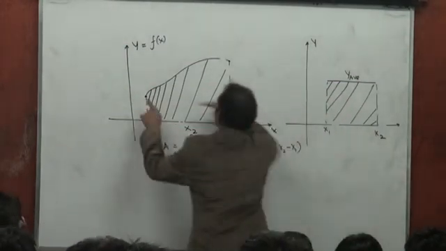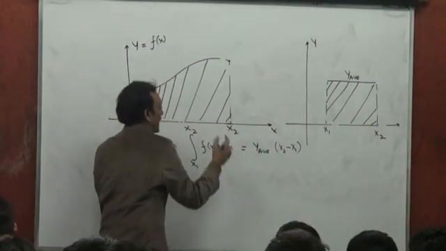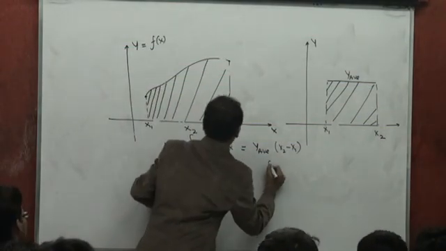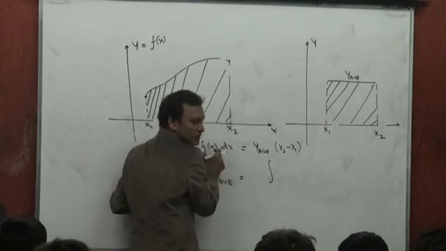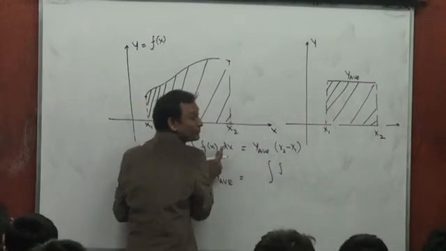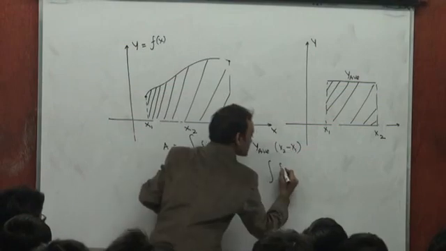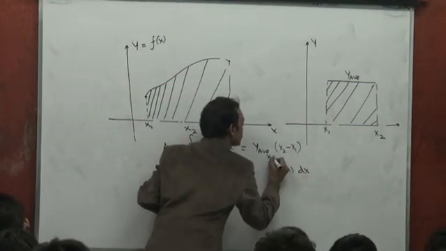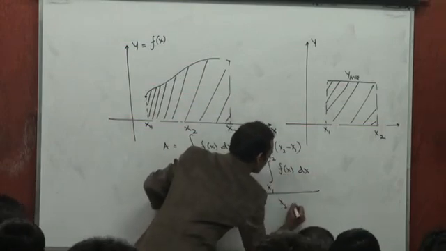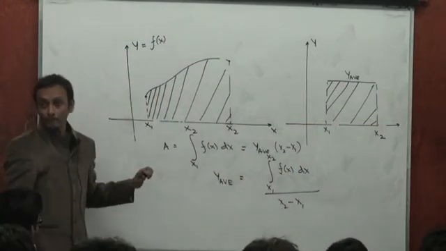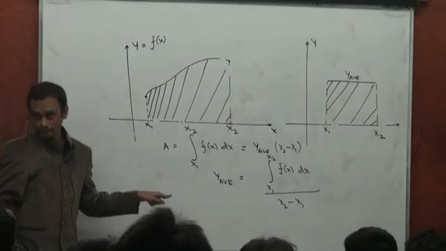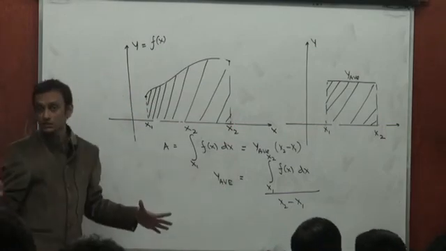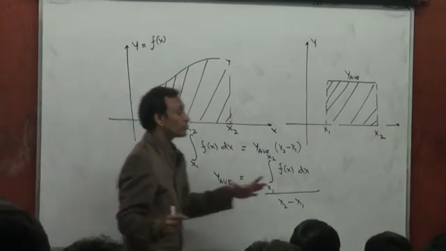So we then say the average y in the interval x1 to x2, where y is f(x), that means the average value of f(x) in the interval x1 to x2, is the integral of f(x) dx from x1 to x2, divided by x2 minus x1. That's the average y in a certain interval, x1 to x2.